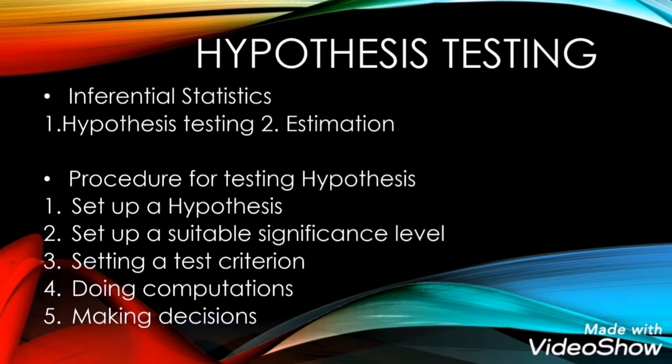The procedure for testing the hypothesis consists of 5 steps. It's a 5-step procedure. First one is setting up a hypothesis. This is followed by setting up a suitable significance level, and then setting up the test criterion. Once these 3 steps are over, we have completely designed a statistical test. Then this is followed by computing the test statistic, that is doing computations, and finally making a decision.